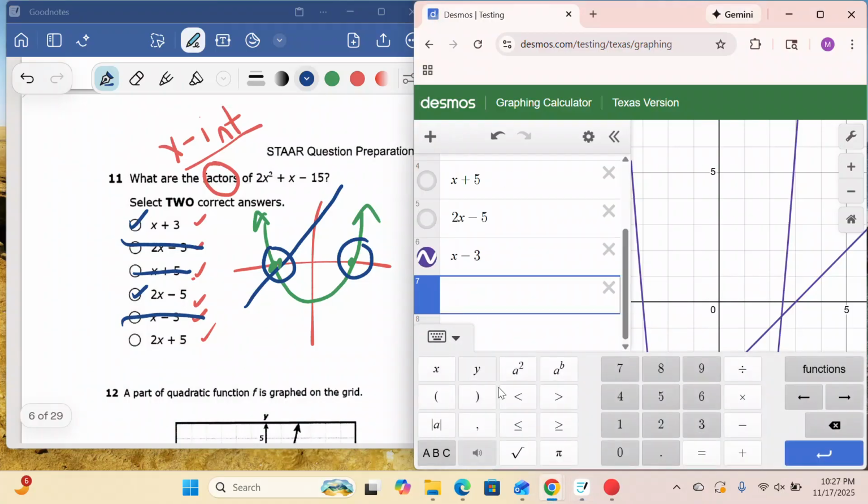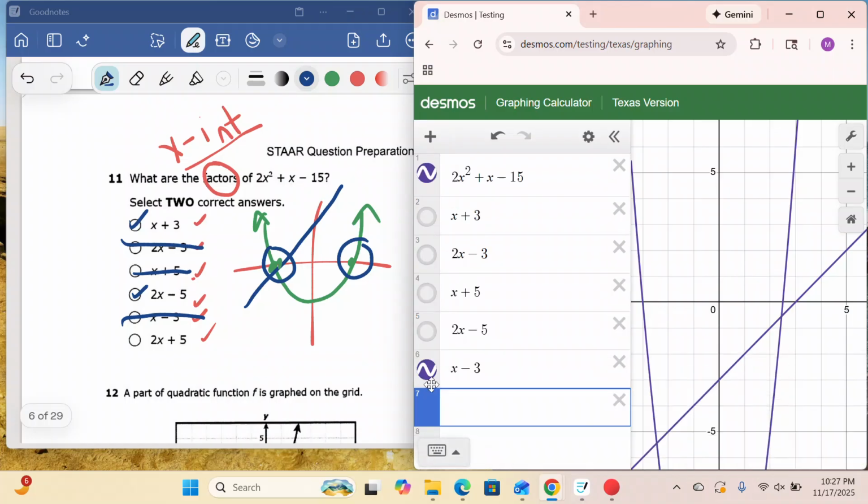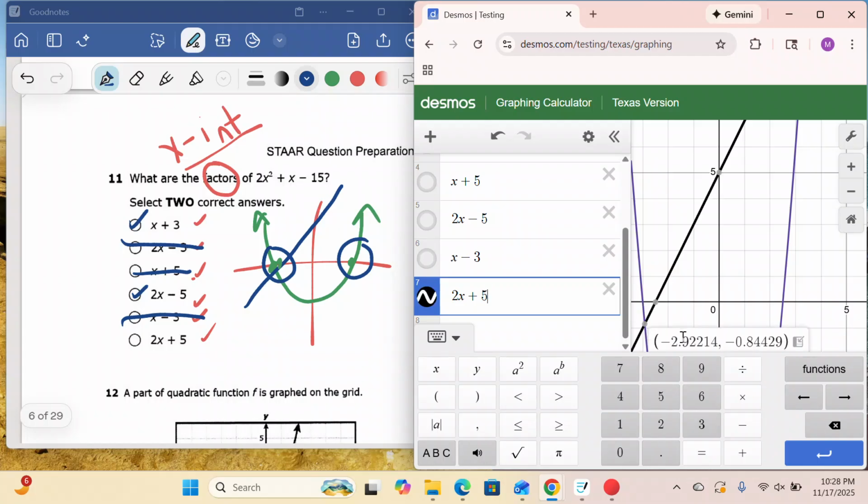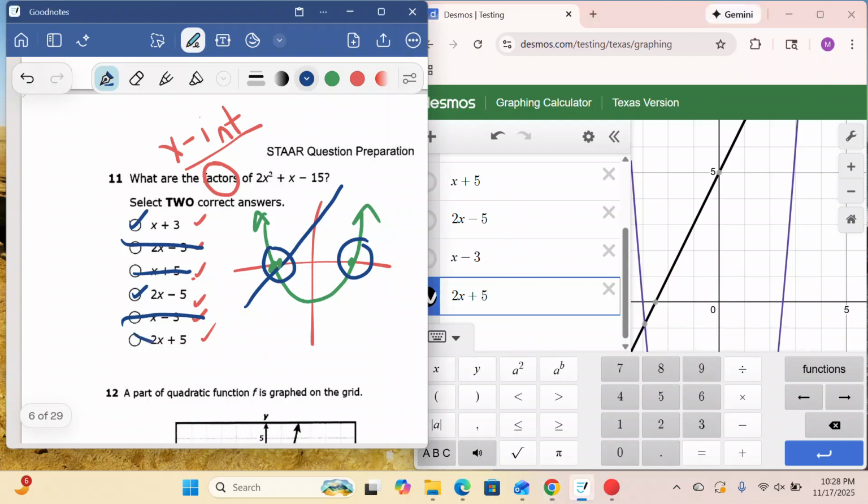And I can input them. And I'm going to put 2x plus 5. 2x plus 5. And that one doesn't pass through my x-intercept. So my answer choice is 2x minus 5 and x plus 3 are my two answers that are factors.